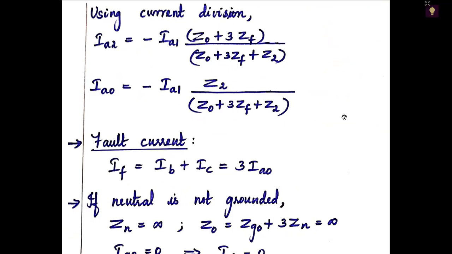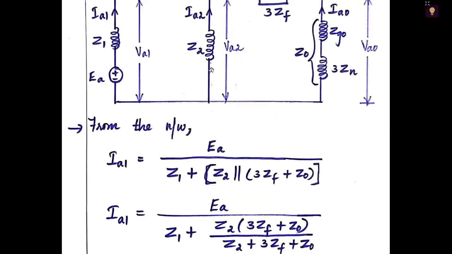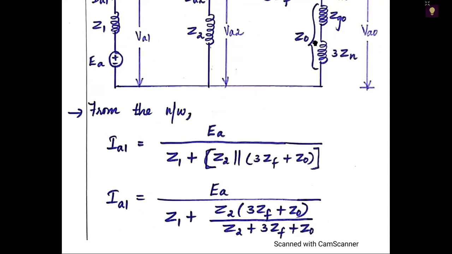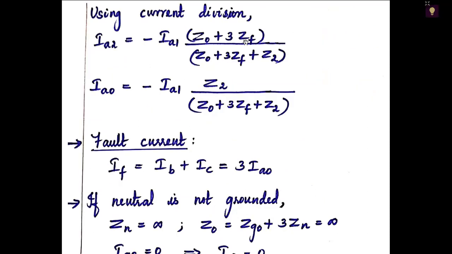So what is the current division rule? The current through this branch, IA2, is equal to the total current into the opposite branch impedance divided by the sum of the impedances of the two parallel branches. What is the sum of the impedances of the two parallel branches? Z2 plus Z0 plus 3ZF. What is the impedance of the branch which is parallel to IA2? Z0 plus 3ZF. Okay. In the same way, write IA0.